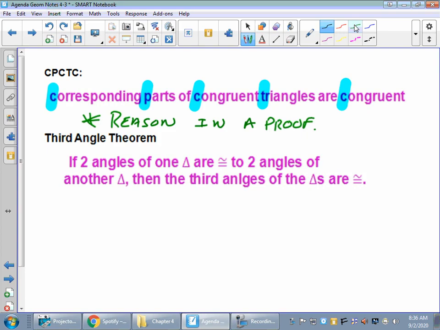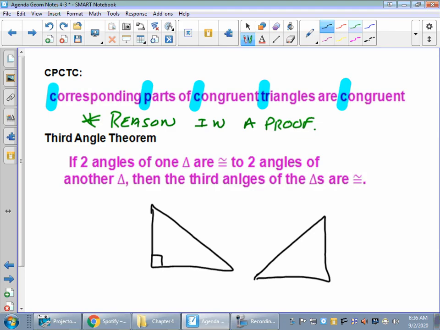So if I just drew a triangle here, let's make it a right triangle, and let's say I drew another right triangle here in a different direction. Okay, and we know those are 90, and let's say that this angle here was 38 degrees, and then this one here was 38 degrees. And let's say I didn't know this one, call it X, and I didn't know this one, call it Y.